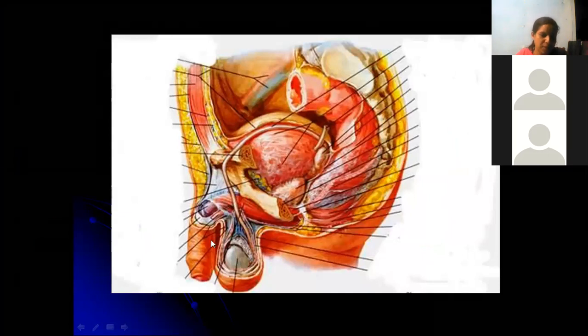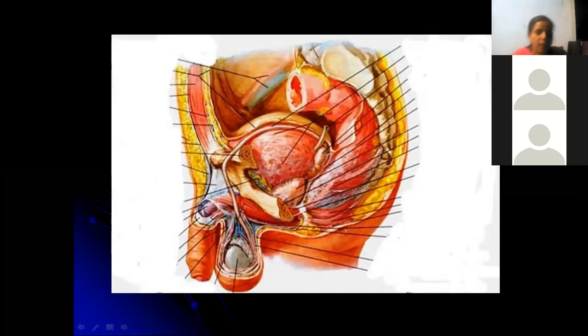This picture will help us to understand the male sagittal section. This is the penis, this is the scrotum. Inside the scrotum, this is the testis. From the testis, this is the vas deferens, which carries the sperms. It is coming behind the urinary bladder. Behind the urinary bladder, we will have the seminal vesicles also. At the neck of the urinary bladder, we will see the prostate gland.